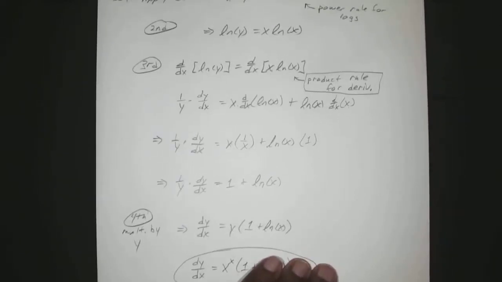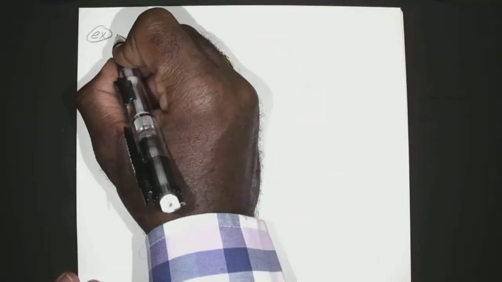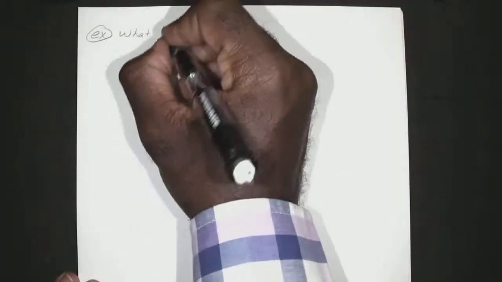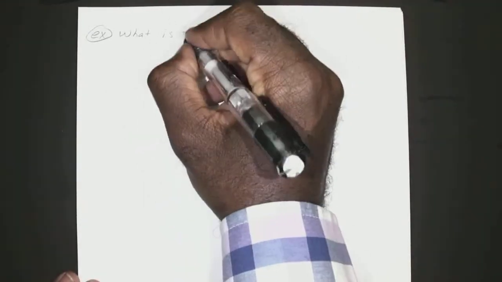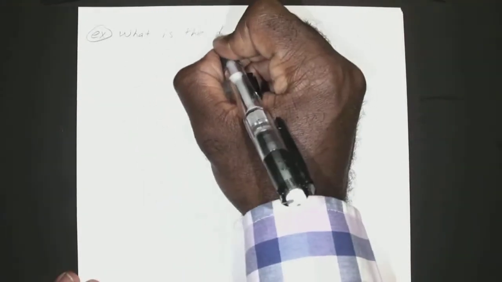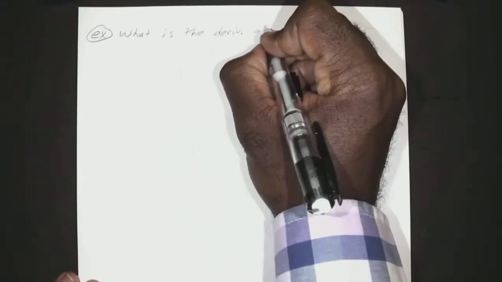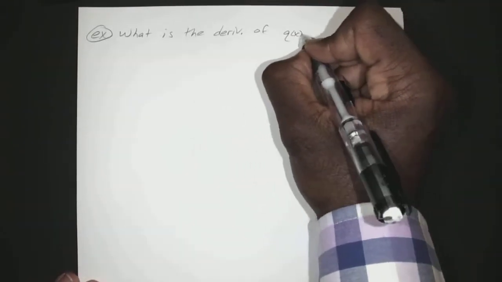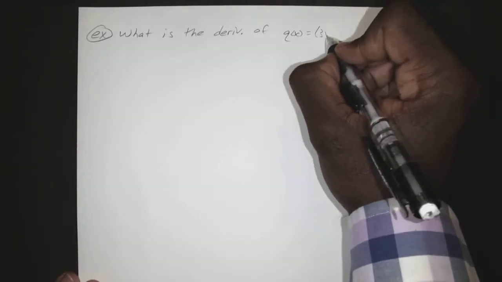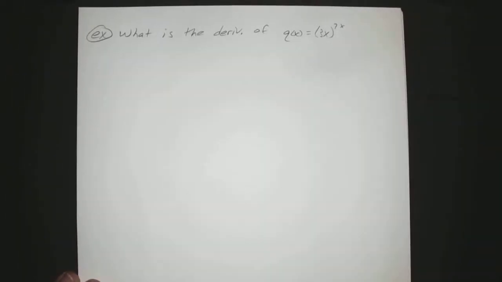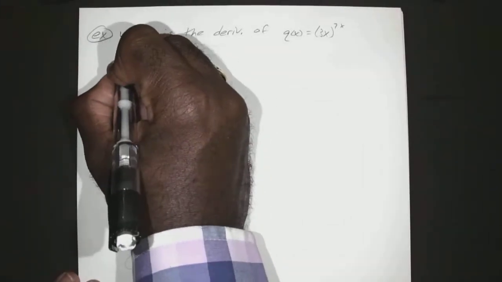So we'll do one more example. Okay, so let's say, what is the derivative of q of x equals 3x to the power of 7x at x equals 2.